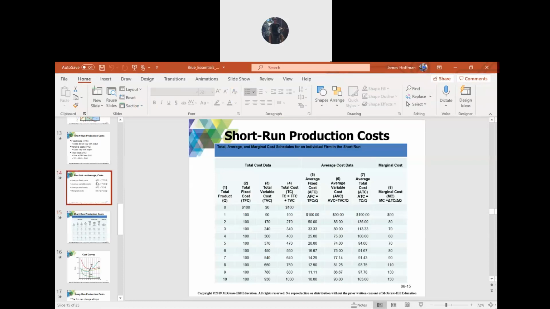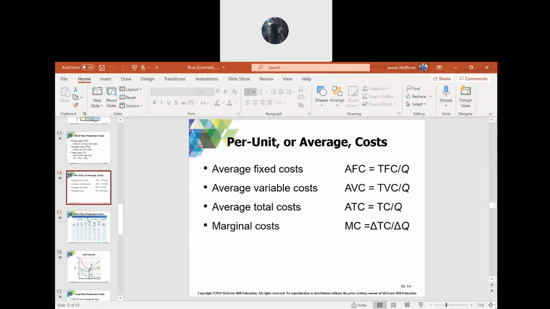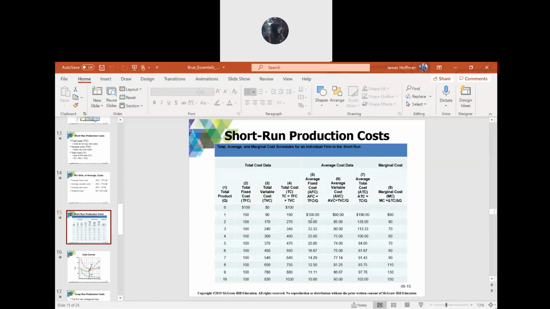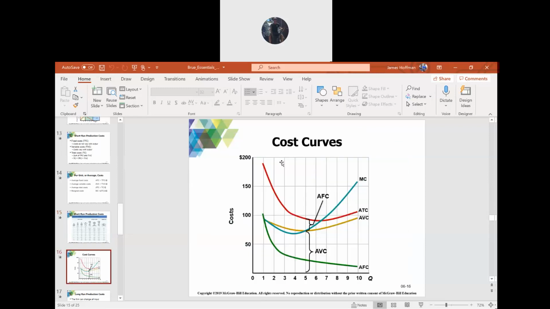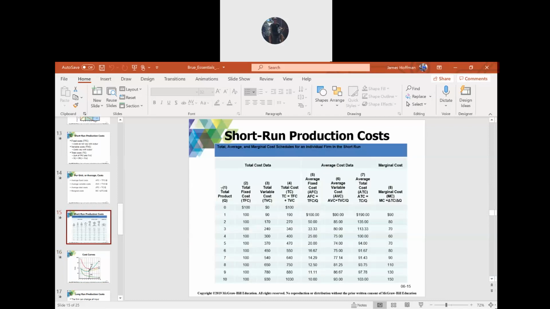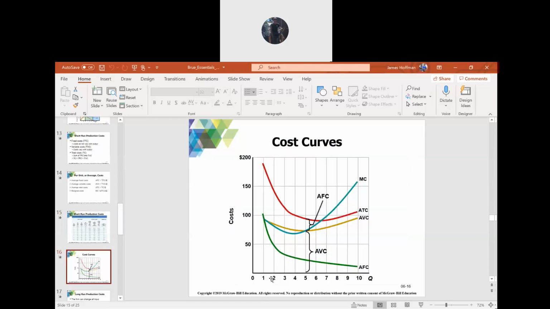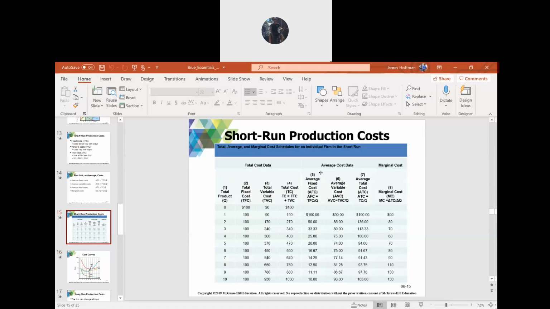All right, so we defined all of our average or per unit costs. We have an example of what those are here. Columns 5, 6, 7, and 8. If we just plot these numbers and the output, it's going to look like this, in this example. So all we did here is we put the total product on the x-axis, right? 1 unit, 2 units, 3 units of output Q. And we plotted these curves.